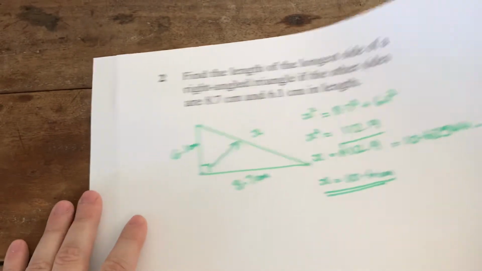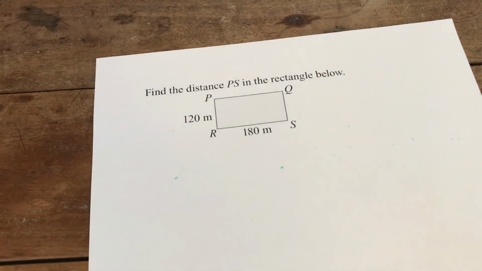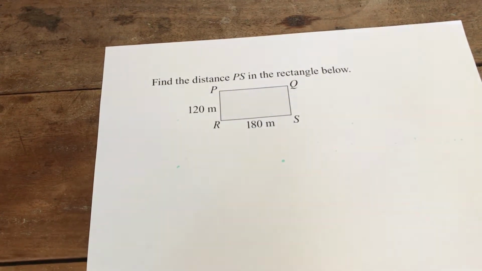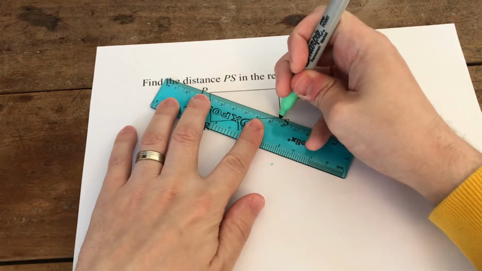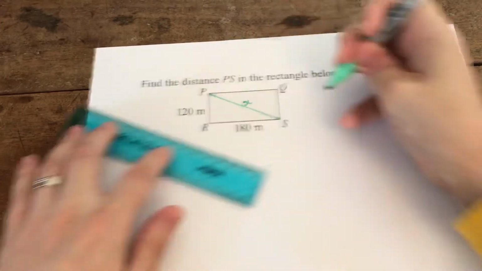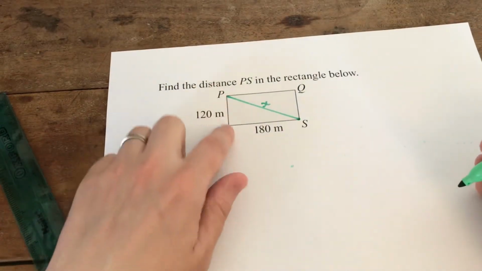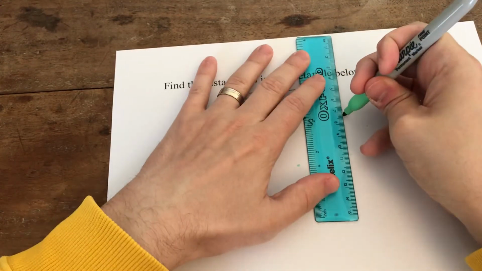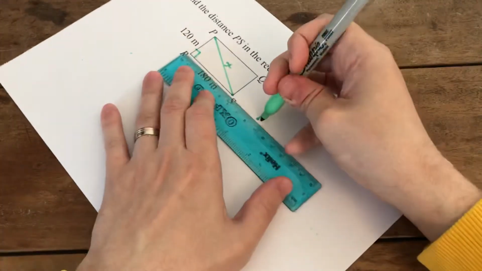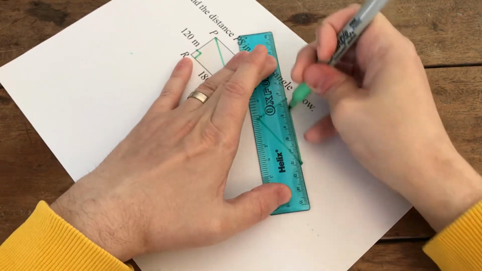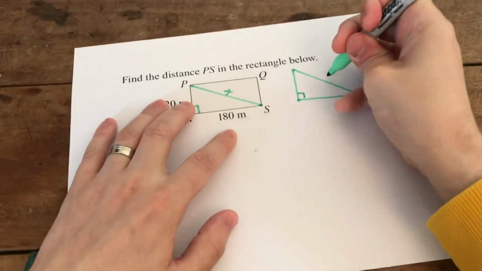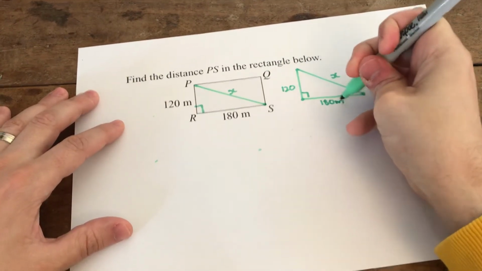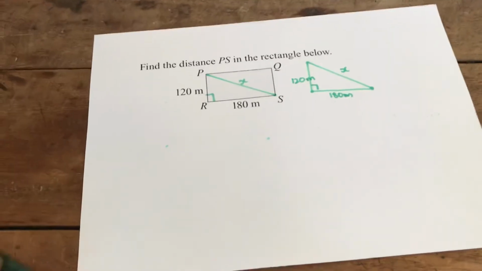Okay, right. My next question I'm going to go through with you says that you are asked to find the distance PS in the rectangle below. So again, PS is this length here. Now, some of you will be able to visualize the right angle triangle from that. Some of you might prefer the right angle triangle to be drawn out next to it to make it a little bit easier for you to visualize. That's completely up to you. I don't mind if you do that. It's always better to draw your triangles out to help you understand what you're looking to do.